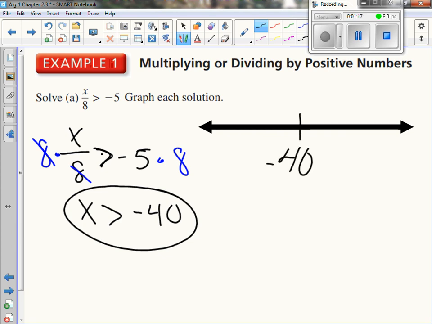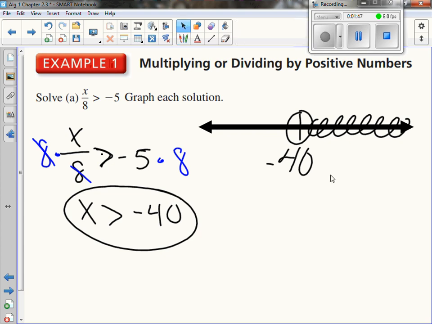So negative 40. Will the circle be open or closed? Open, because it's not equal to. Now we shade to the left or to the right? So what are we saying? X is greater than negative 40, so we shade to the right because x is bigger. We shade all the points that are greater than negative 40, so that would be to the right. Questions on this here?